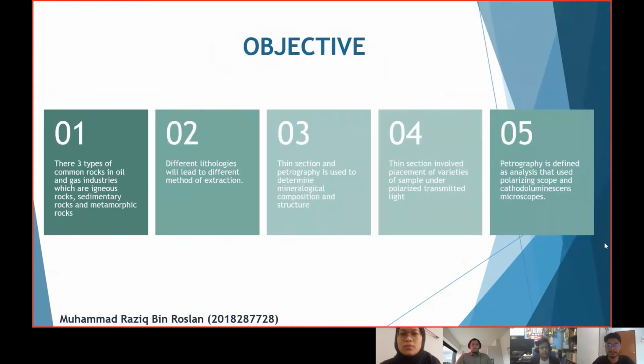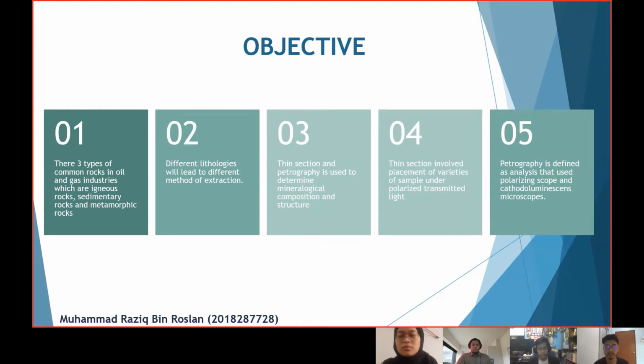Okay. In my next explanation, I will explain the objective and include a little bit of detail about thin section and petrography. First of all, in the oil and gas industry, there are three major rock types, which are igneous rock, sedimentary rock, and metamorphic rock. All the said rocks have different lithologies. Therefore, the identification is important.